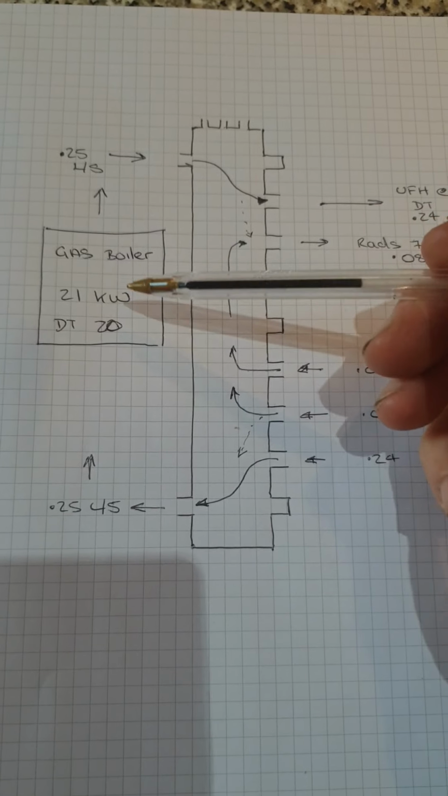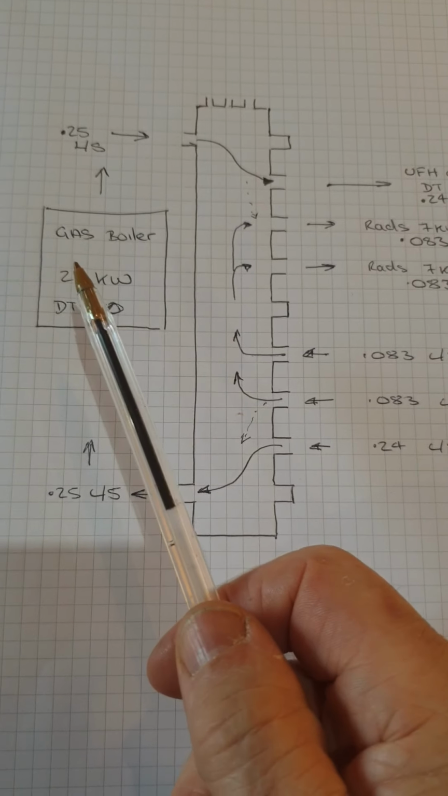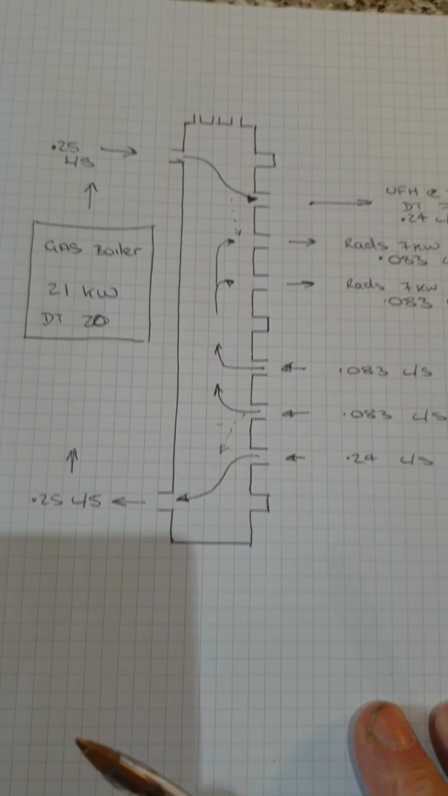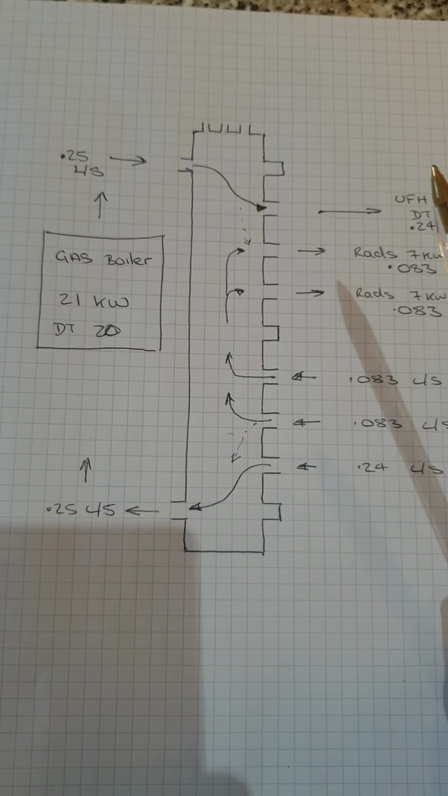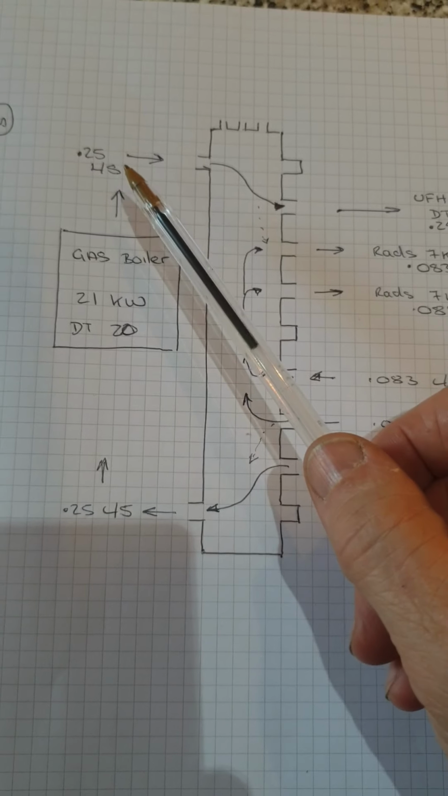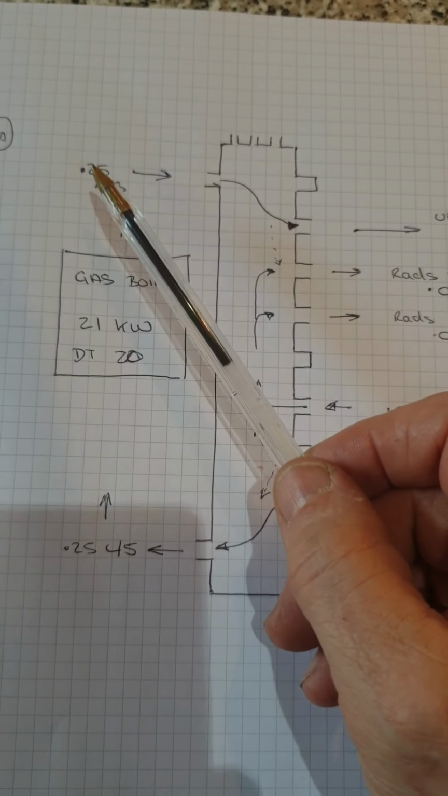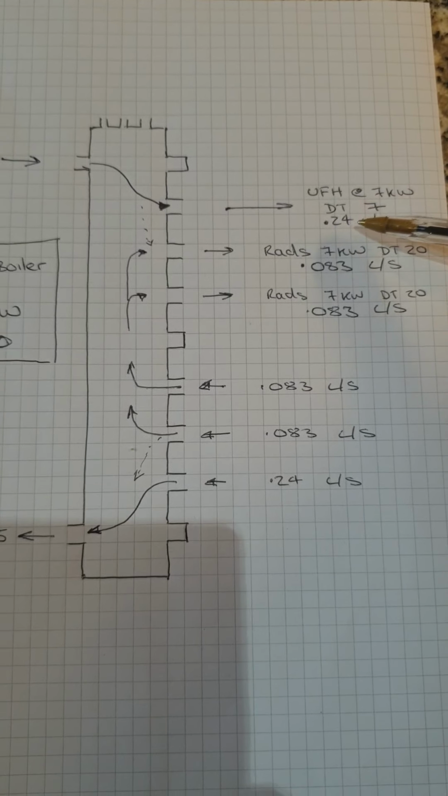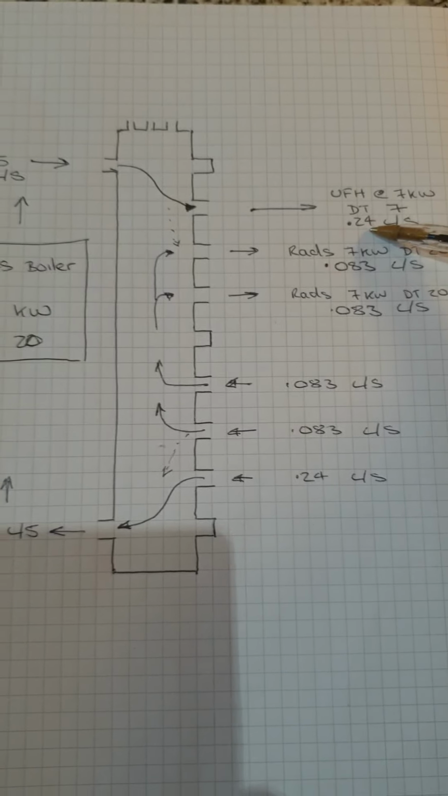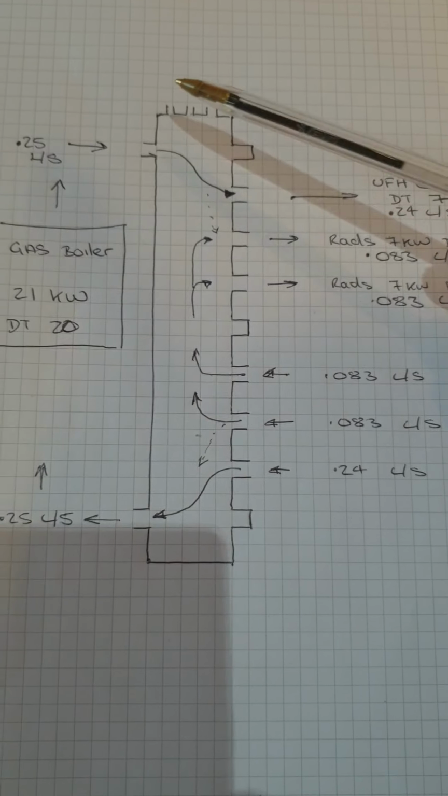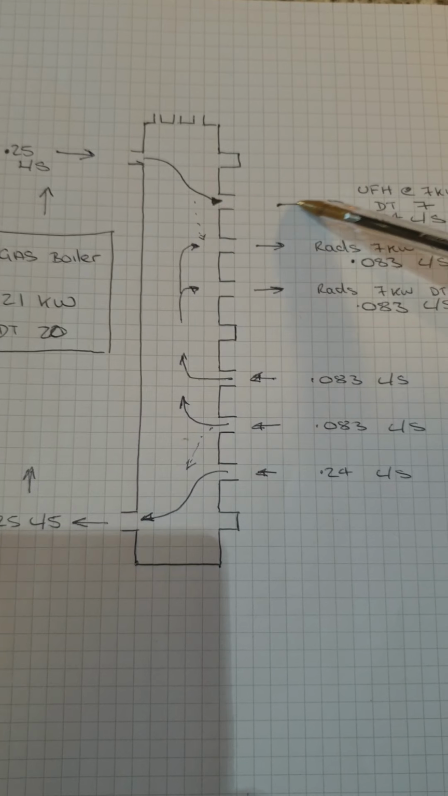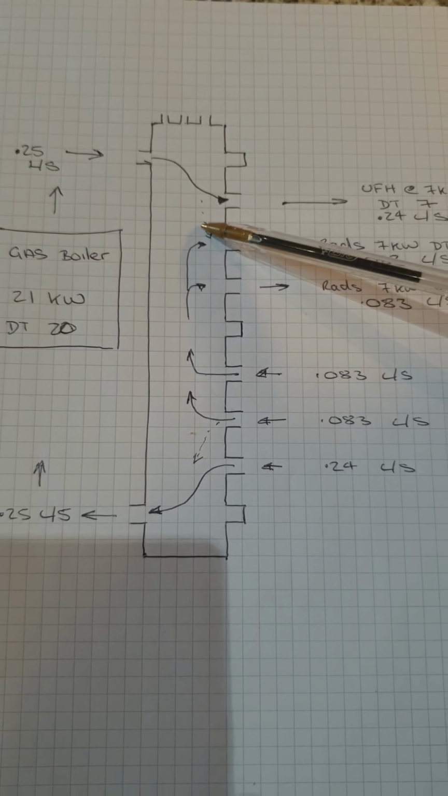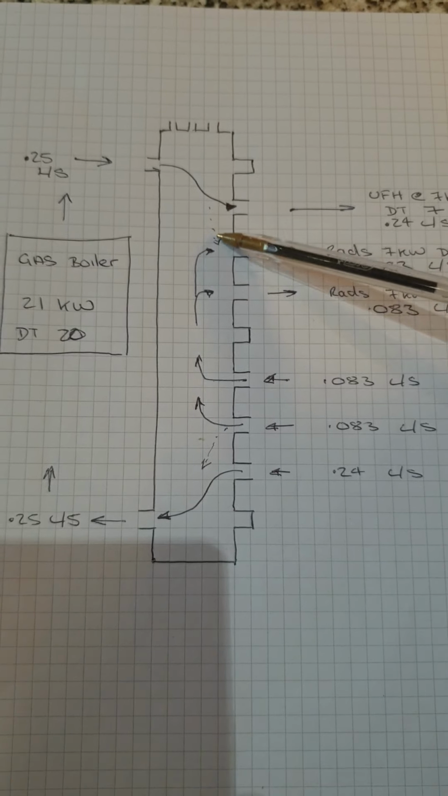So basically we've got a gas boiler here for my demonstration. Now I've chosen a really big output here. 21 is a lot of power out of a gas boiler for a modern property. We've got 21 kilowatts, a delta T of 20, which gives us a flow out of 0.25 litres per second. And then I've put a 7 kilowatt underfloor heating system on here, which requires 0.24 litres per second. So basically our flow comes in the boiler and it disappears off down our underfloor heating system. And a tiny little bit, so that's 0.01 litres per second, will be left in the header to come off in this direction.